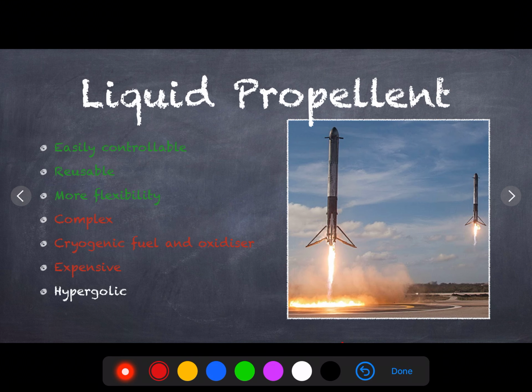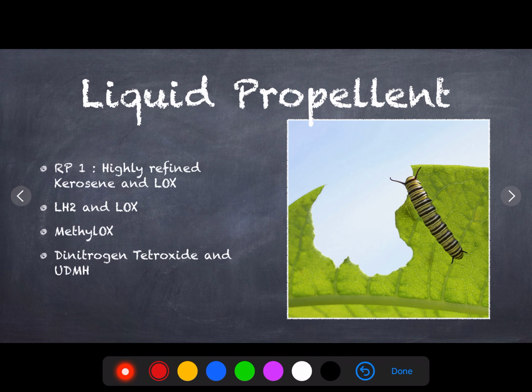Okay, so before that, let's do the examples of liquid propellant. Liquid propellant can be like RP1. RP1 is basically highly refined kerosene or lamp oil. It is not like your normal lamp oil. It is very refined, so that even a small amount of it burns at a very high speed and a high rate. Also, it is combined with LOX, short for liquid oxygen.